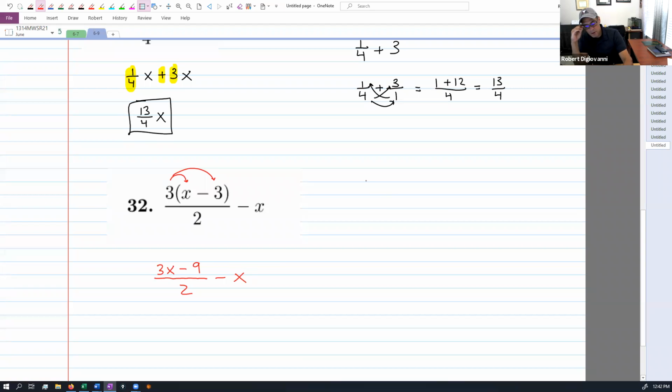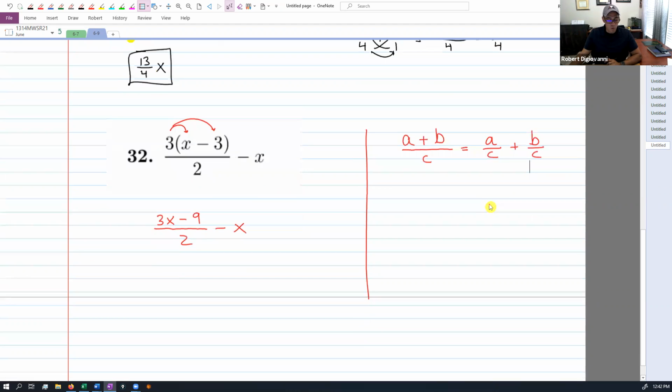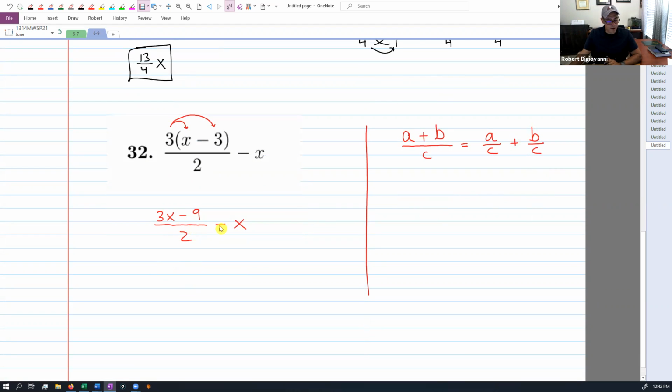Okay, and I'm going to write the property over here just to make sure you have it down. If you ever have some number plus another number over a denominator, you are allowed to split this up into 2 fractions. So if we have 2 terms on top and 1 on the bottom, you can split it into 2. So watch what I'm going to do with this fraction. I'm going to rewrite it as 3x over 2, and then minus 9 over 2, and then minus x. So I took the 3x and put it over 2, and then I used the minus sign, and then I put the 9 over 2.